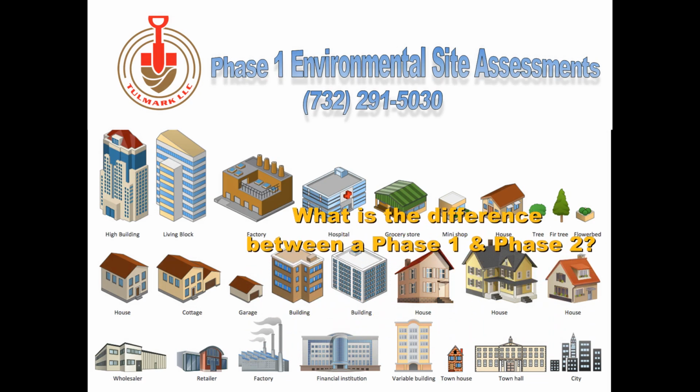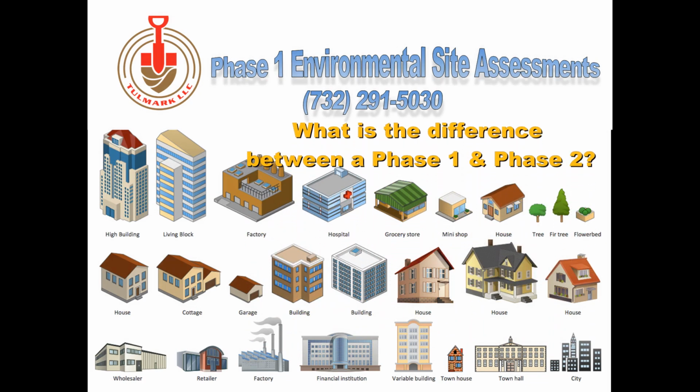What is the difference between a Phase 1 environmental site assessment and a Phase 2 environmental site assessment? A Phase 1 environmental site assessment and a Phase 2 environmental site assessment are two distinct stages in the environmental assessment process, each serving a different purpose. A Phase 1 environmental site assessment is primarily a preliminary investigation designed to identify potential environmental concerns associated with the property.